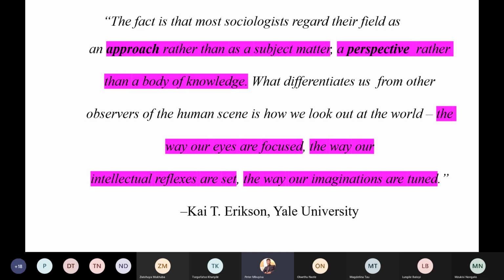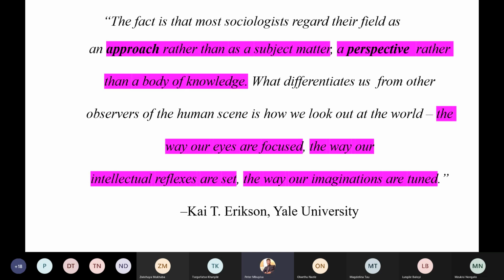So we are open to using different approaches to studying society. And again, in our use of different approaches, we apply a specific perspective. We're going to look at some of those theoretical perspectives in today's session briefly. So we look at society from a certain perspective rather than just as this stationary body of knowledge.